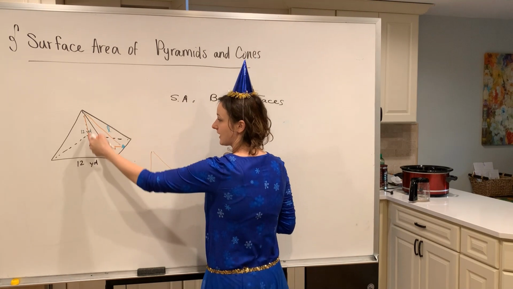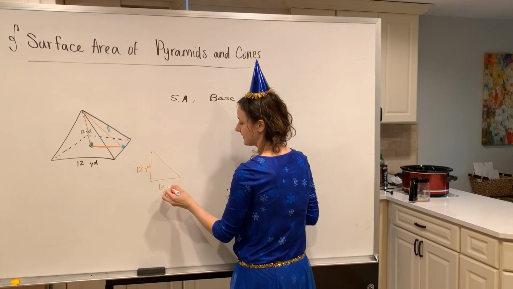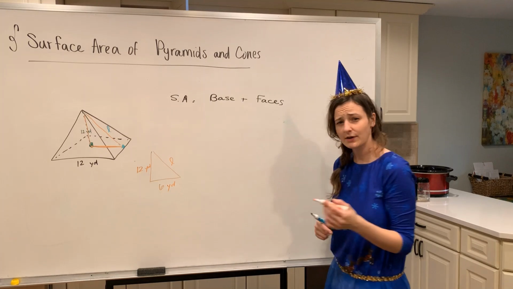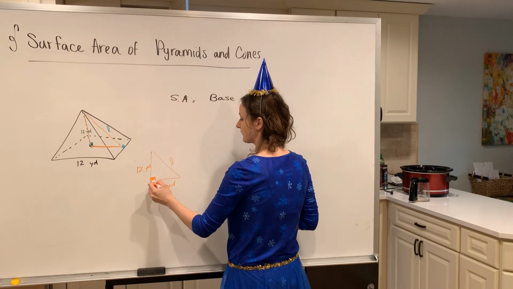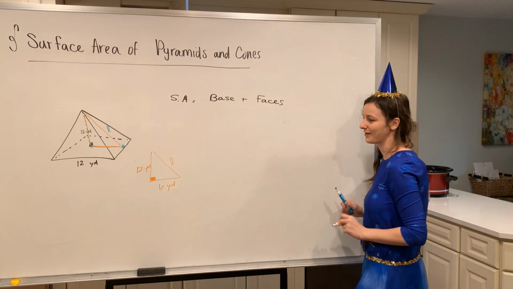So I know that this side here is going to be 6. I know that here the height is 12 yards. Oh, this one is yards, not centimeters. And I don't know what this slant height is. But can you think of a way that we could figure it out? I'll give you a hint, this is for a right triangle. If you're thinking of the Pythagorean theorem, then you are correct.